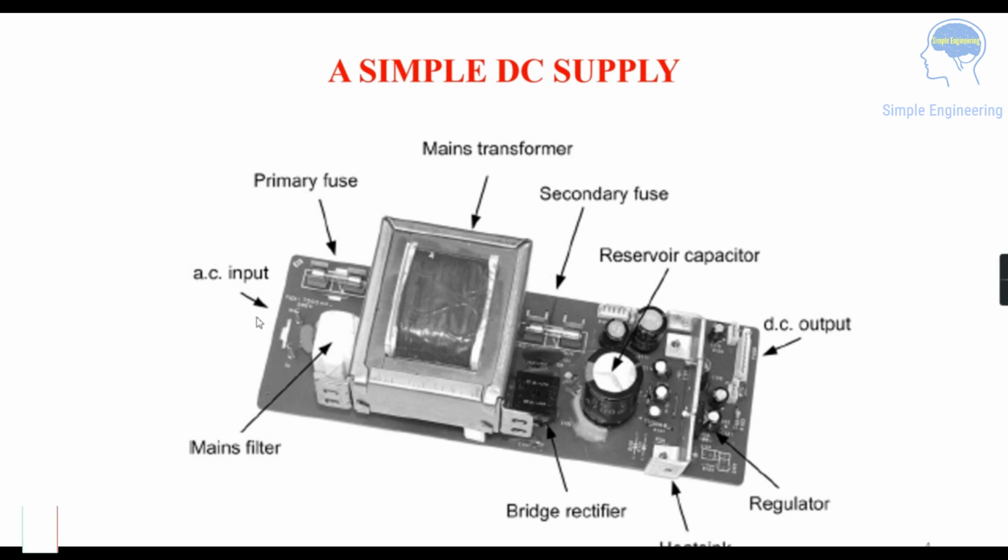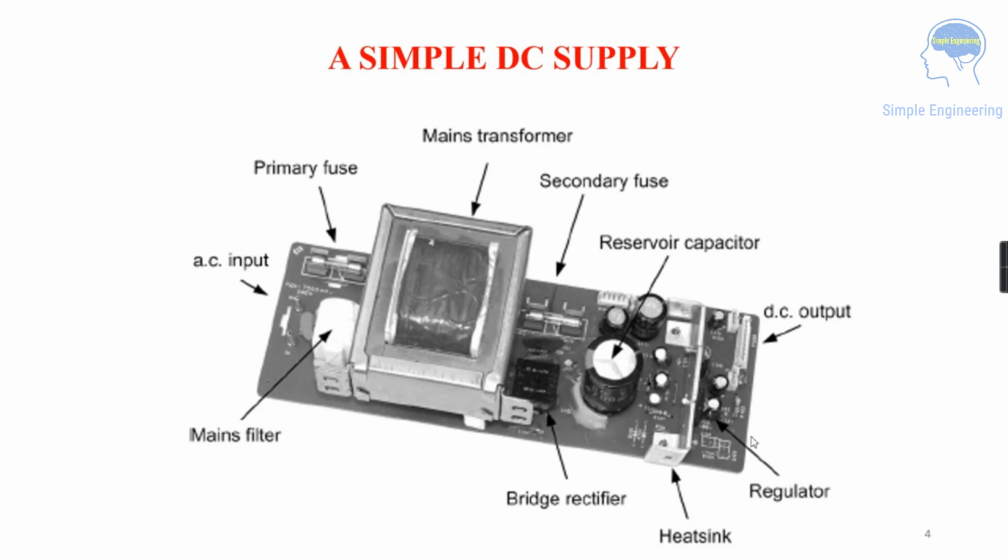And here you can see a simple DC power supply, where you have all the input. AC input is coming over here. You have a primary fuse, some mains filter is there. This is your transformer. Then you have a secondary fuse, a bridge rectifier for rectifying, a reservoir capacitor which will smoothen your DC. Then you have a DC output. Here you have a heat sink. Here you have a regulator, a voltage regulator which will regulate your voltage. So you will get a stabilized voltage as a DC voltage output over here.